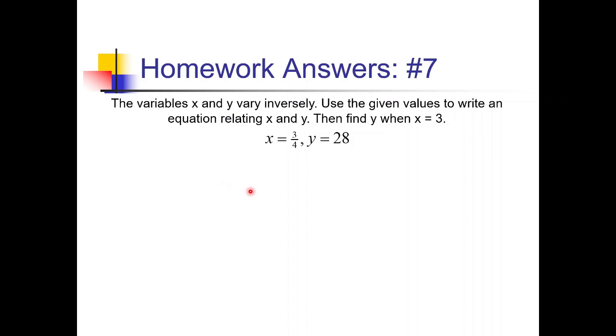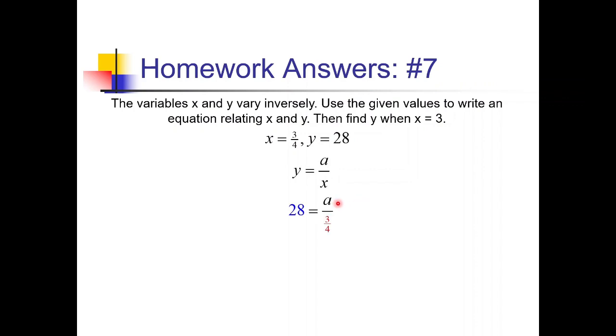For the next few problems, they're telling us that the variables x and y vary inversely. They want us to use the values they're giving us on each of these to write an equation relating x and y, and then use it to find y, in this case when x equals 3. All right, so we have, in general, the inverse form, y equals a over x. So plug in some things in. We've got 28 equals a over 3/4.